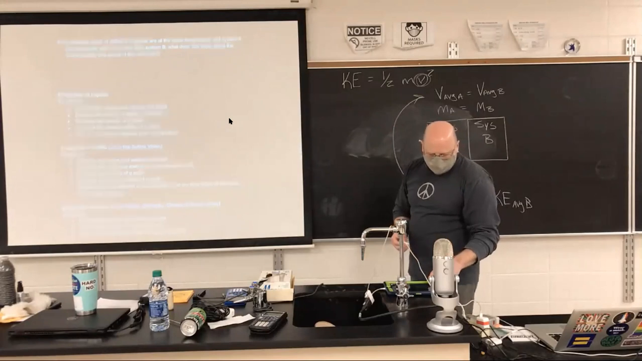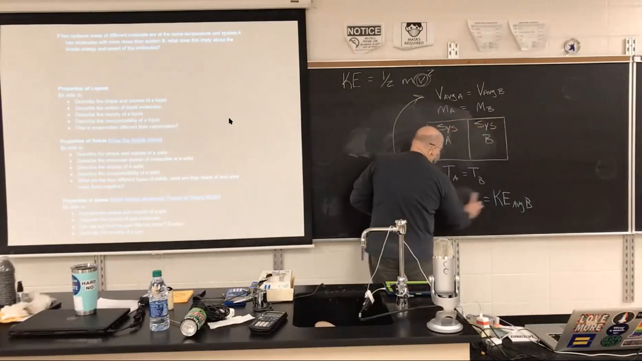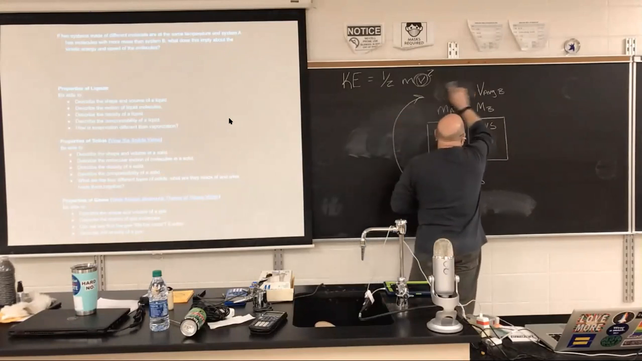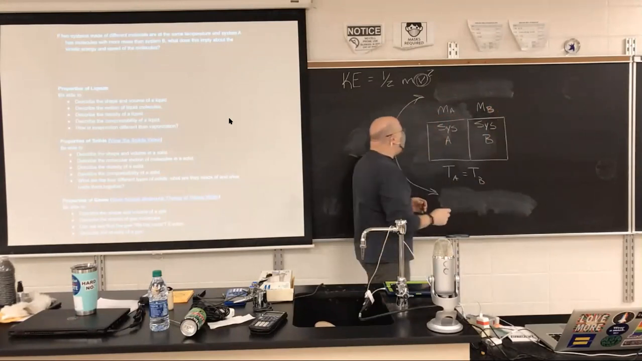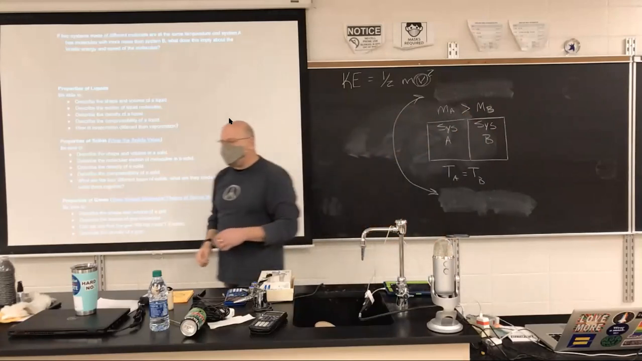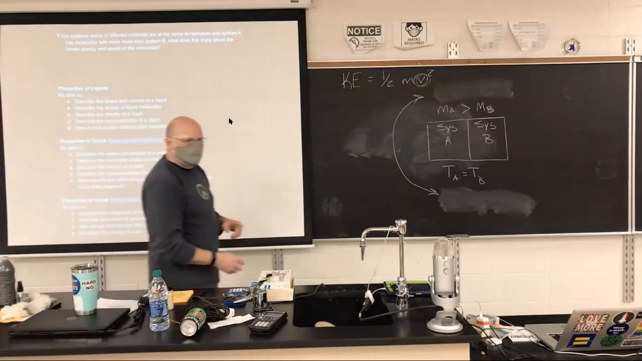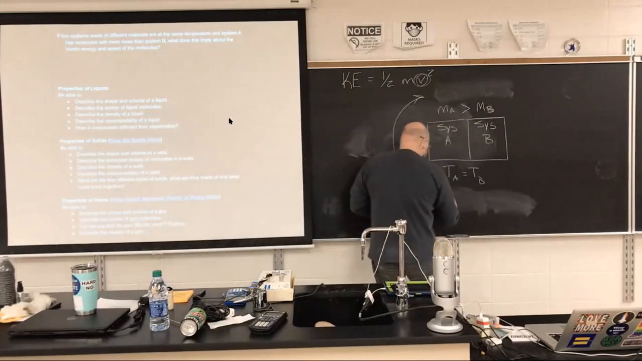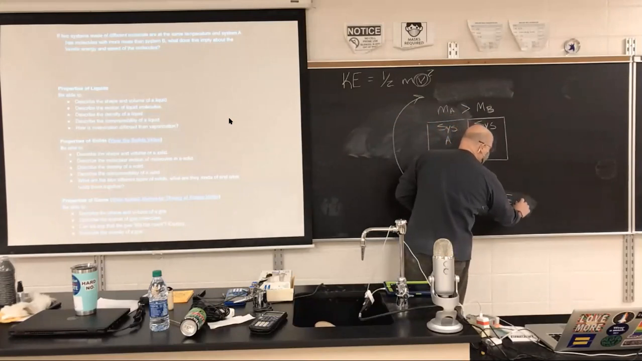Okay, if two systems made of different materials are at the same temperature, which one's greater in mass, does it say? System A is greater in mass. So the mass of A is greater than the mass of B. They are at the same temperature. What can we say about the kinetic energy? They are at the same average. Why are they the same average kinetic energy? At the same temperature.